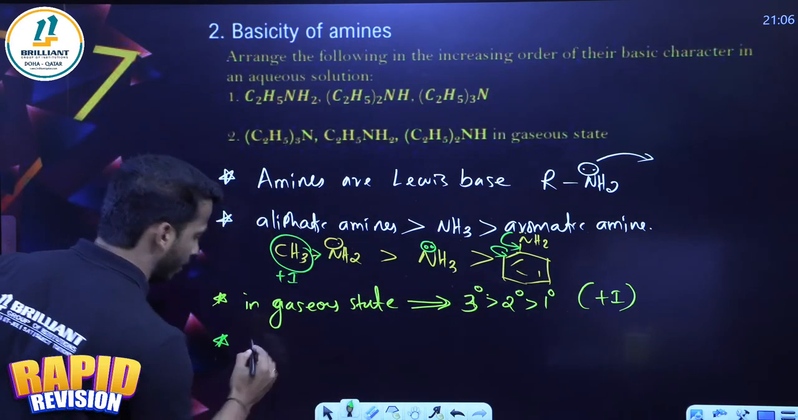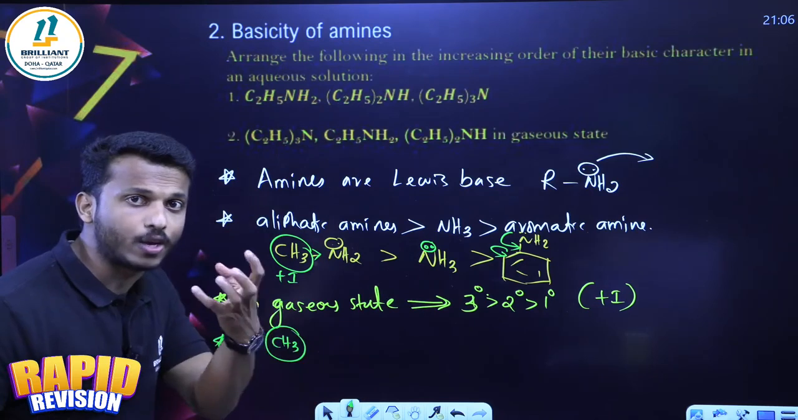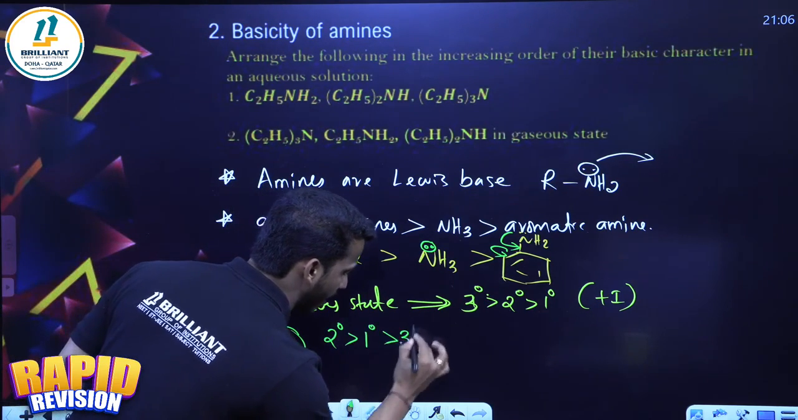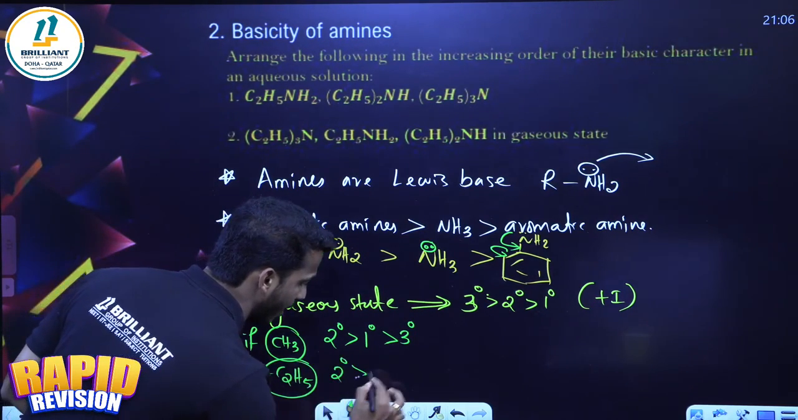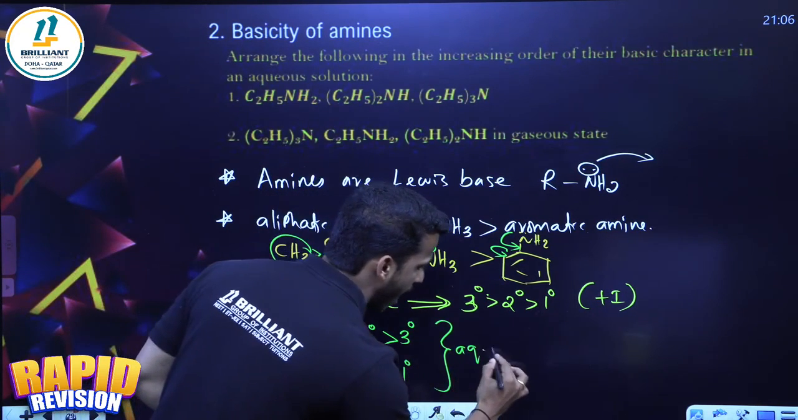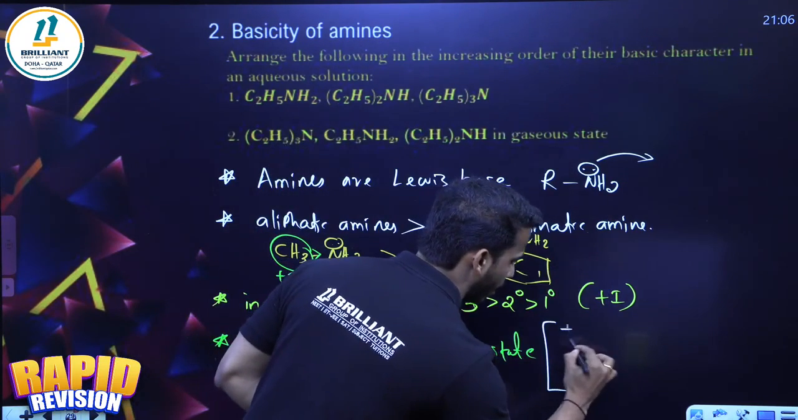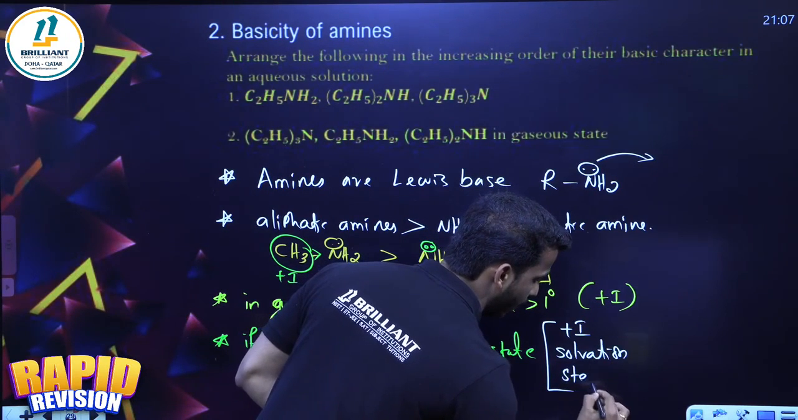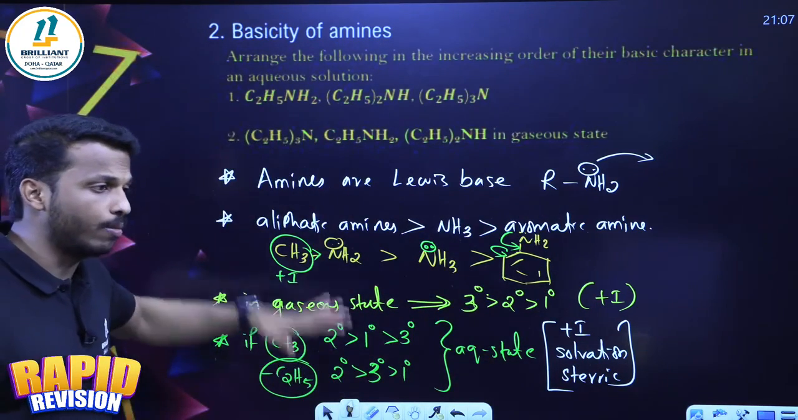Whereas in aqueous state, if methyl is the group present, then the order is secondary greater than primary greater than tertiary. If ethyl is the group given, then the order is secondary, then tertiary, then primary. Because here we are dealing with aqueous state, we are considering a total of three factors: the +I effect, solvation effect, and steric factor. Because of all these three factors, the order comes like this. So please remember all these orders.